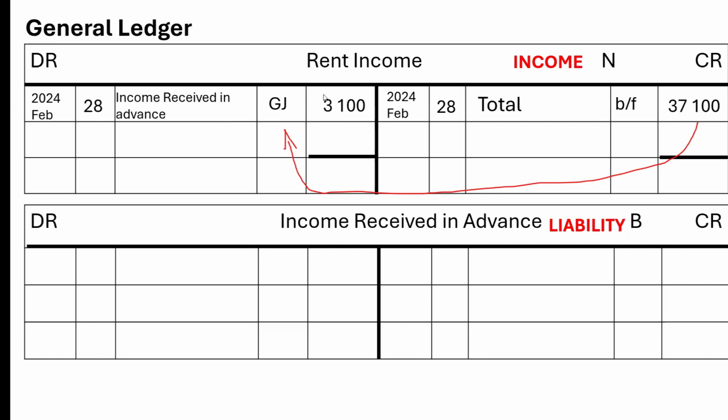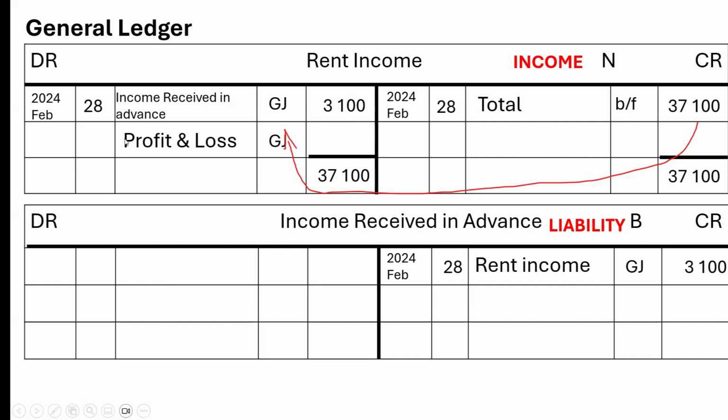Then I say every debit has a credit. On the credit side of income received in advance, February 28, rent income, general journal 3,100. And then we close off my nominal account to profit and loss. Add the totals and say 37,100 minus 3,100 gives me profit and loss, general journal, 34,000 was the rent for this financial year only.